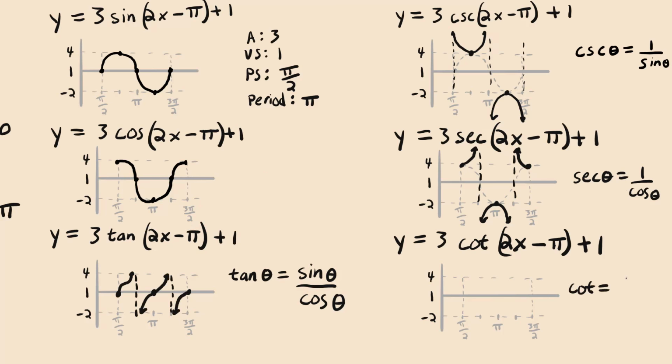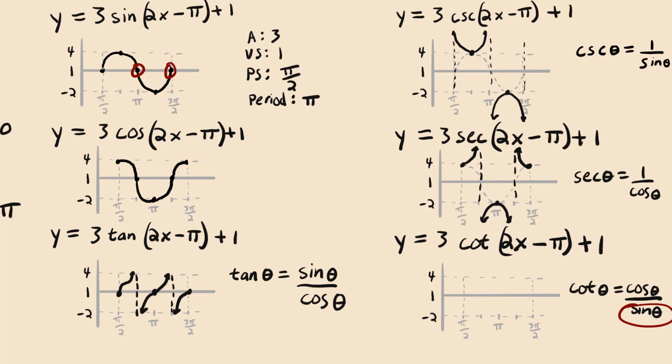And the same thing for cotangent. Cotangent is cosine over sine. So whenever sine is 0, that means you have an asymptote at cotangent. Also, cotangent is a decreasing function, so you sketch going down.